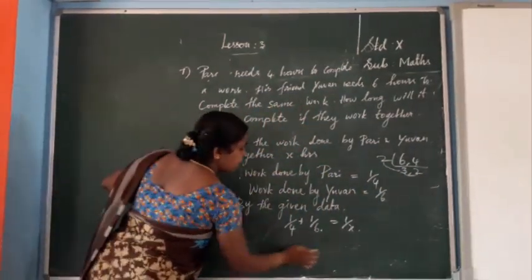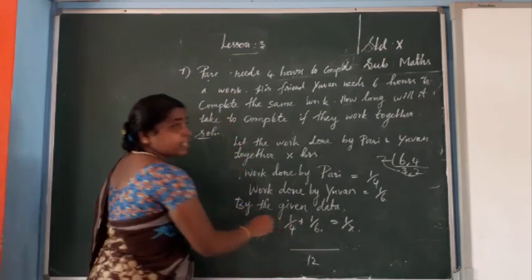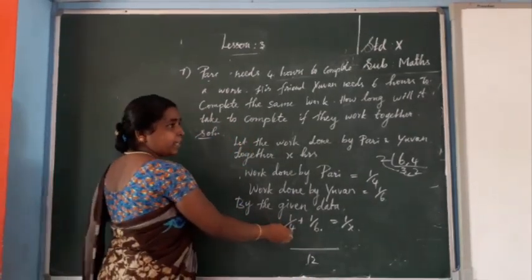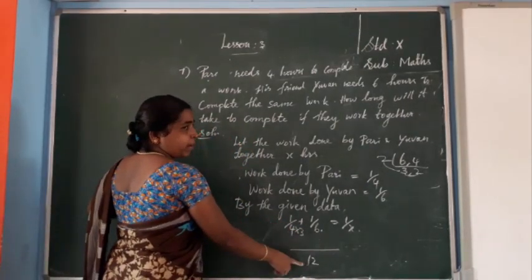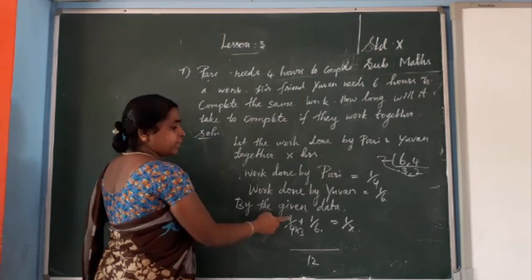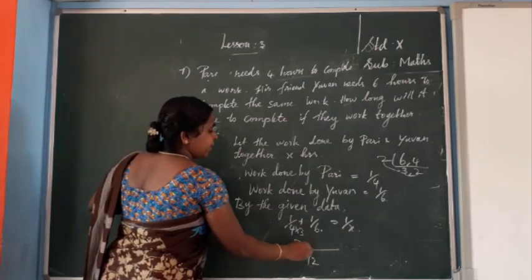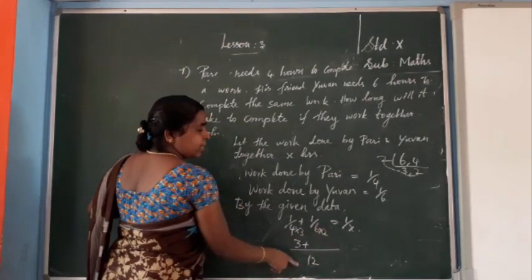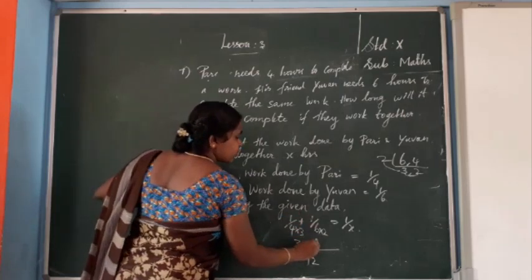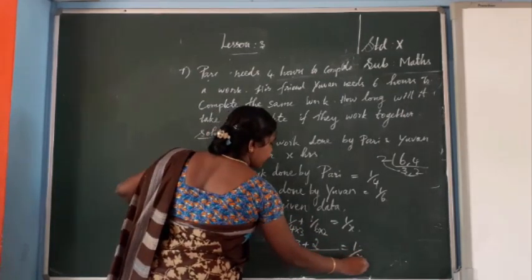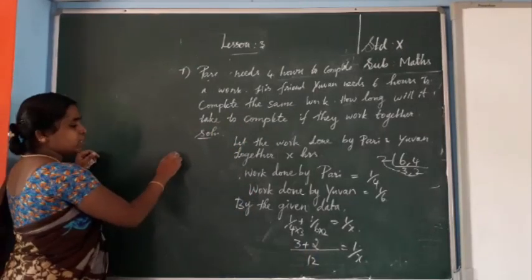The numerator, what you get? When you multiply 4 by 3 only you get 12, so numerator multiply by 3. 3 into 1 is 3. Plus 6 into 2 is 12, so numerator multiply by 2. So 2 equal to 1 by X. So 3 plus 2 is 5.